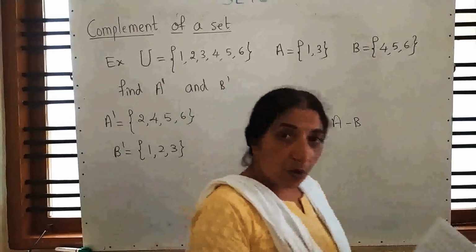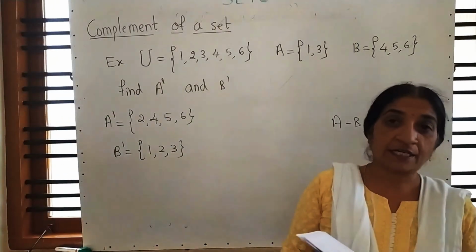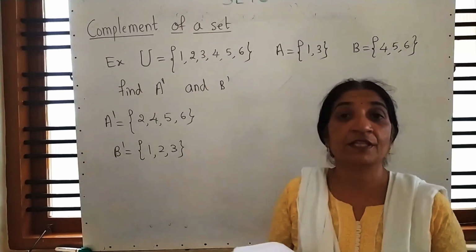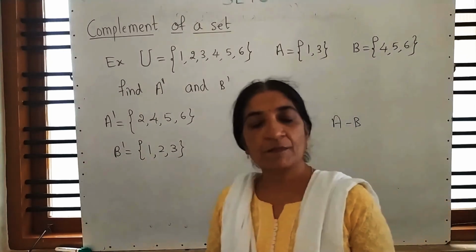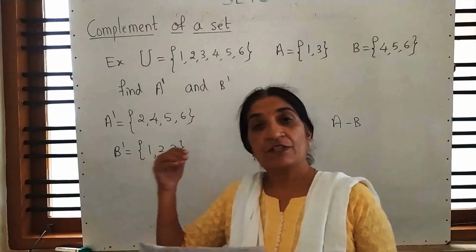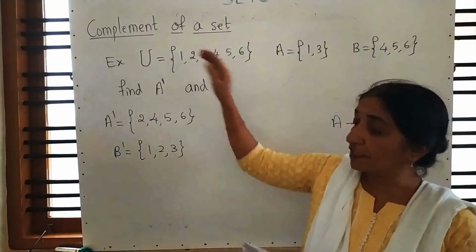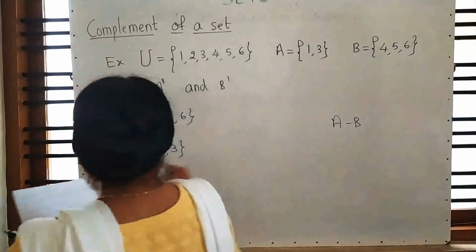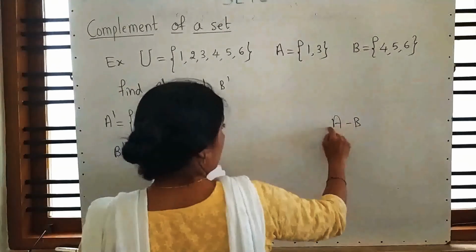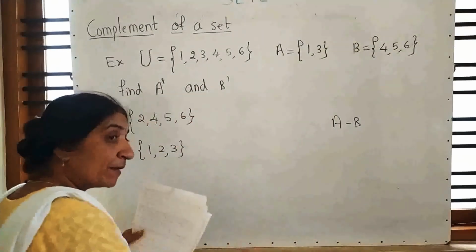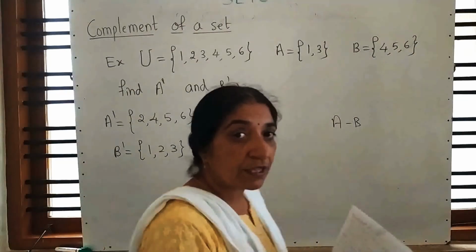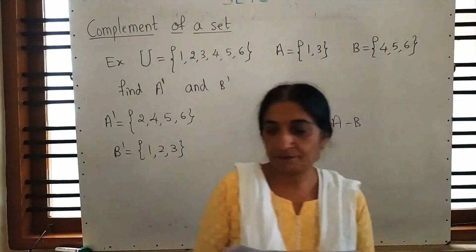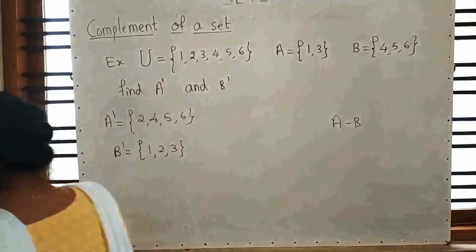Understood? In the complement, always in the sets, you have to compare that with the universal set, which are present in that set and which are not present in that set but present in the universal set. Understood? Difference is you are comparing one with the given set, so whatever is given, but in complement you have to compare with the universal set, and this is a symbol for complement.